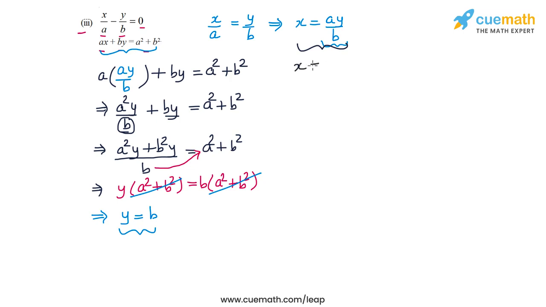Now that I have y equal to b, I can find x from this expression. So x is equal to ay by b, or ab by b, and the b's cancel out and I'm left with a. So the solution for this pair of equations is x is equal to a and y is equal to b.